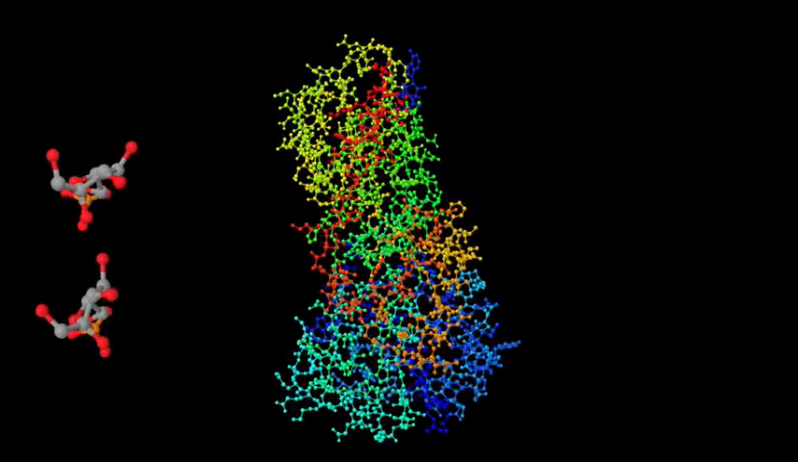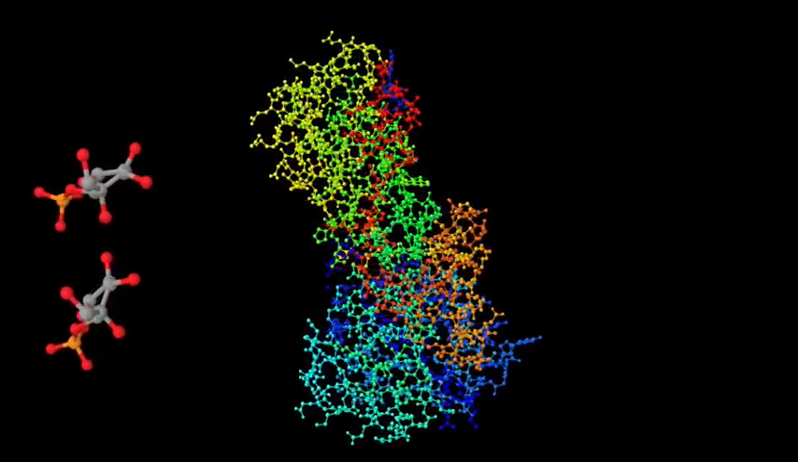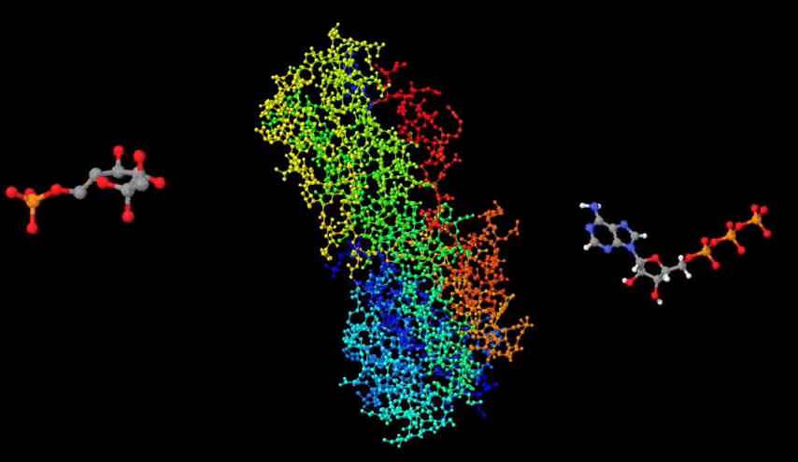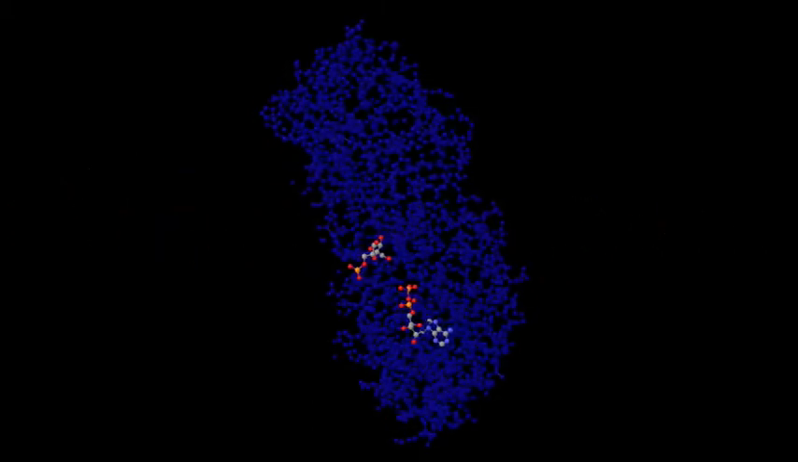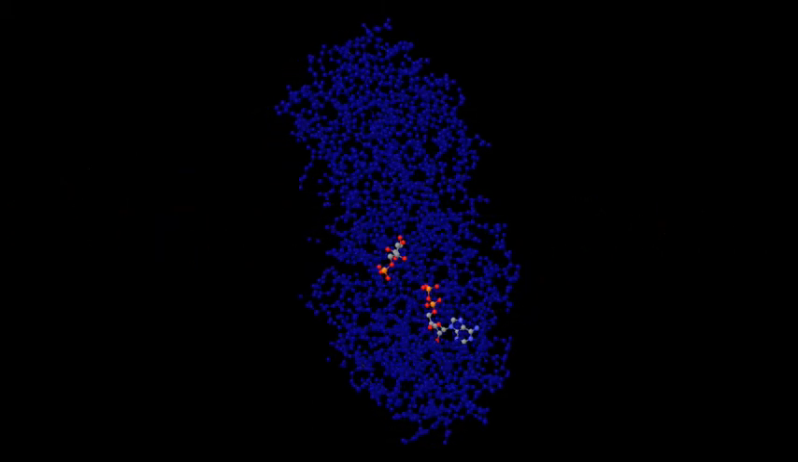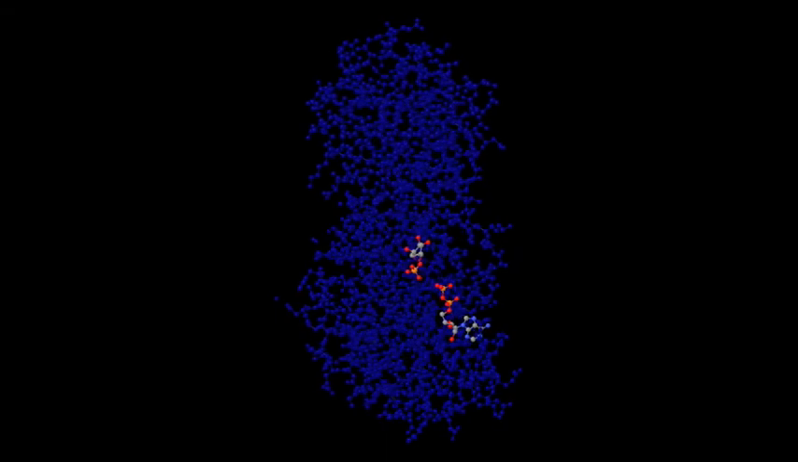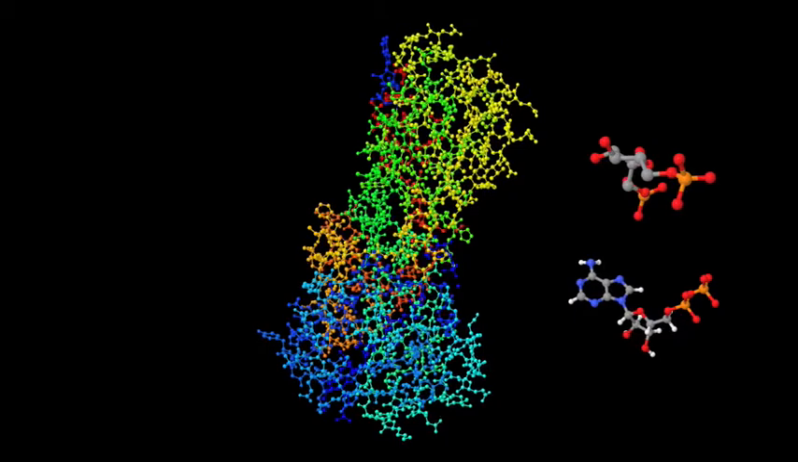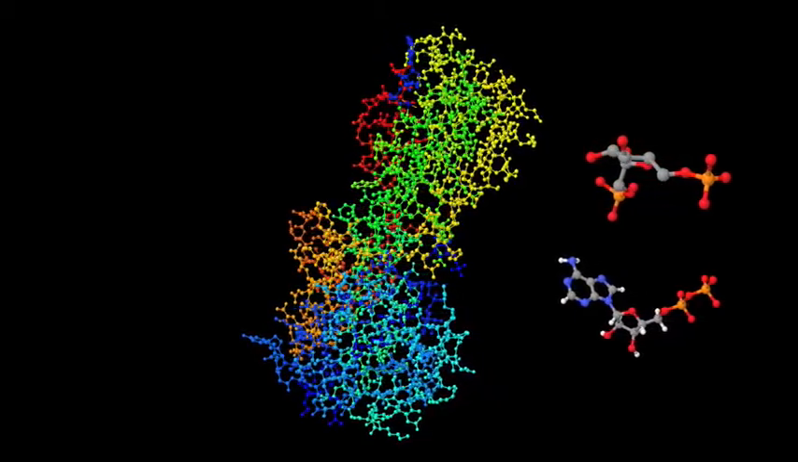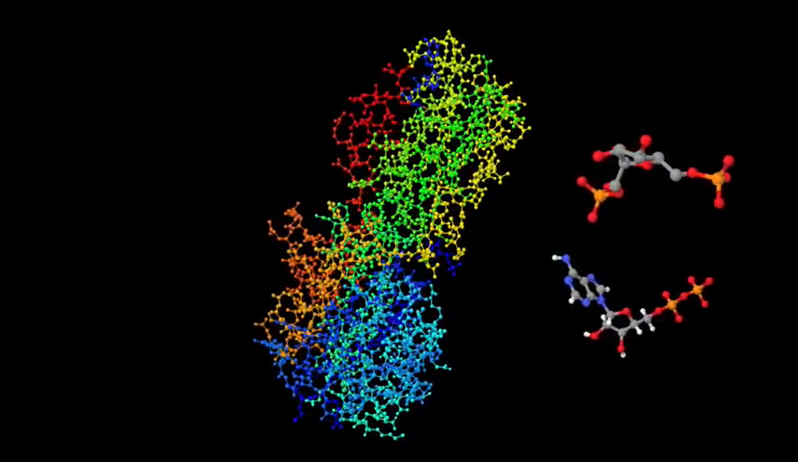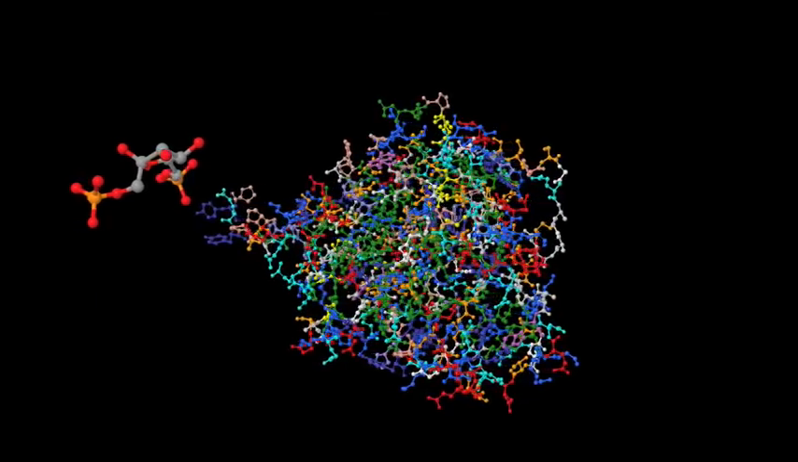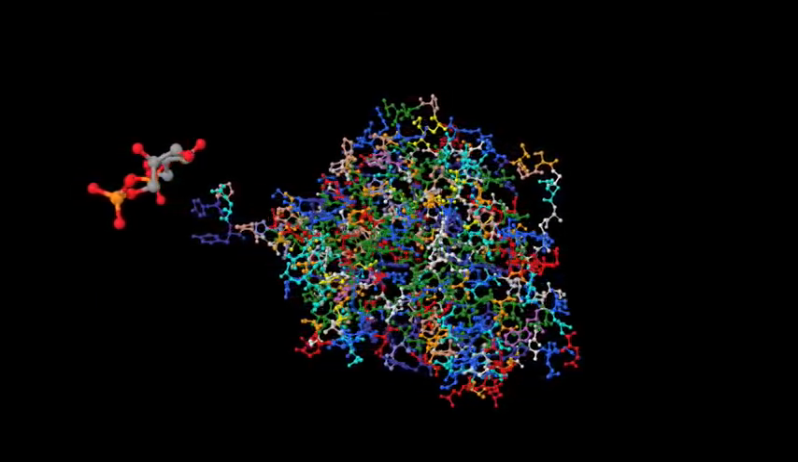This is the step 3 enzyme, phosphofructokinase. It captures the molecule we just made, as well as another ATP molecule. Then it transfers a phosphate group from the ATP to the fructose 6-phosphate, producing fructose 1,6-bisphosphate and another ADP molecule. At this stage, the sugar molecule is primed, and the cell is ready to start breaking it up.